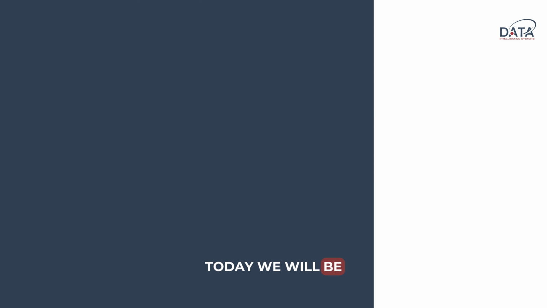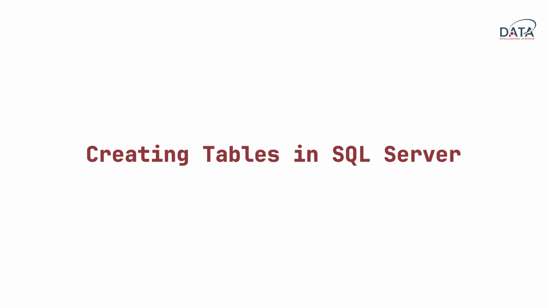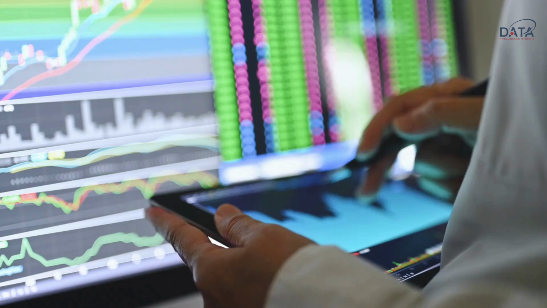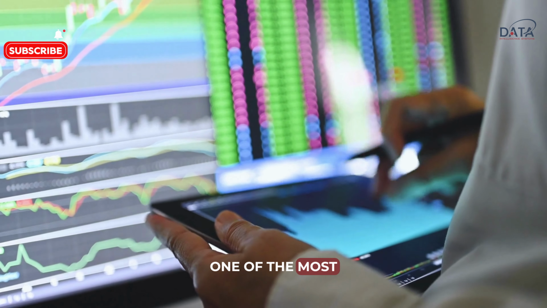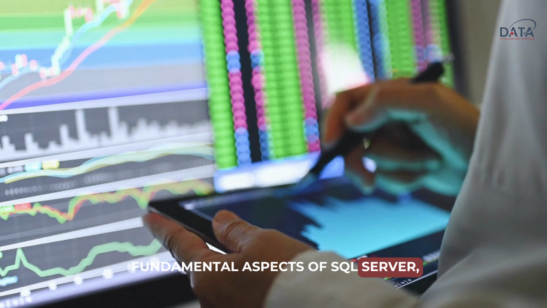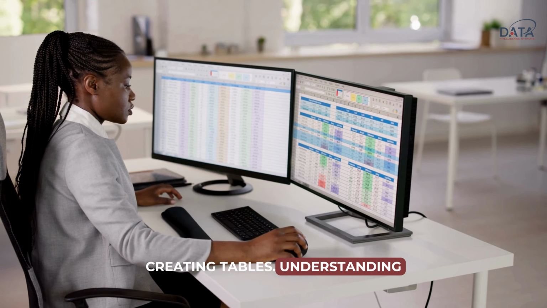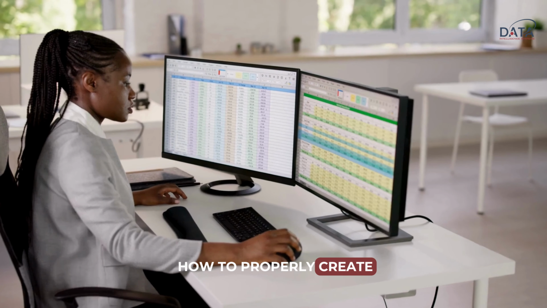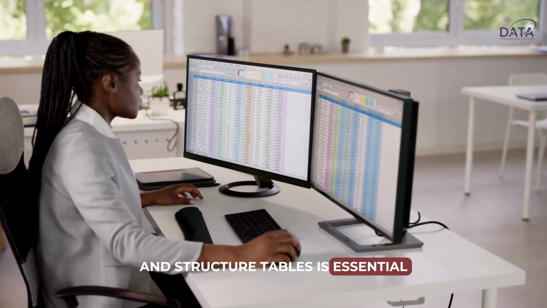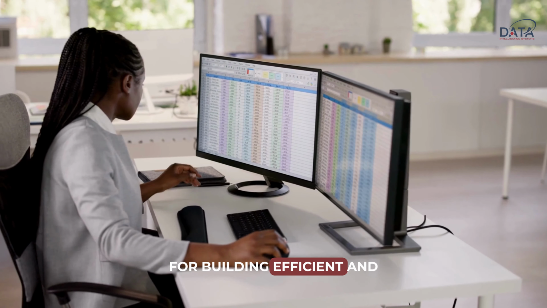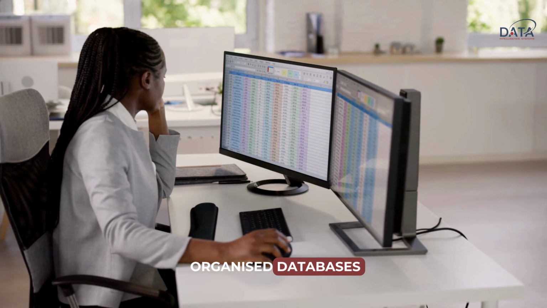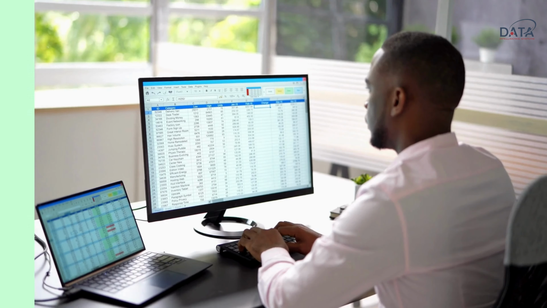Today, we will be talking about one of the most fundamental aspects of SQL Server, creating tables. Understanding how to properly create and structure tables is essential for building efficient and organized databases. Let's get right into it.